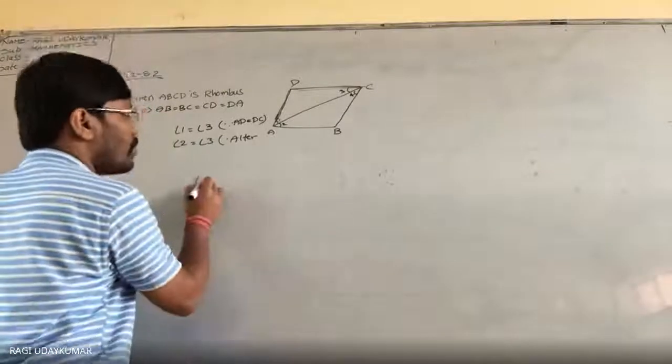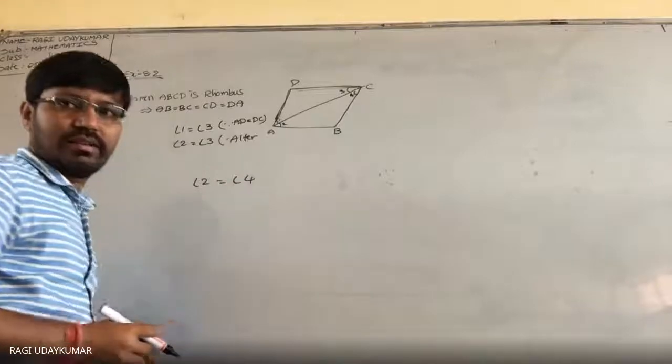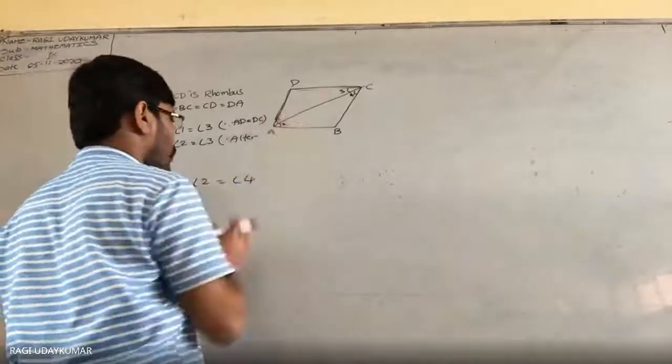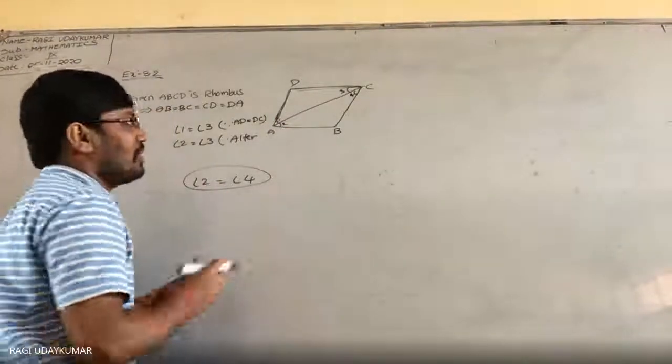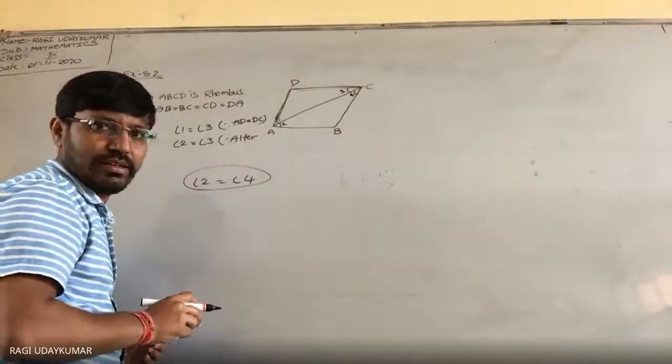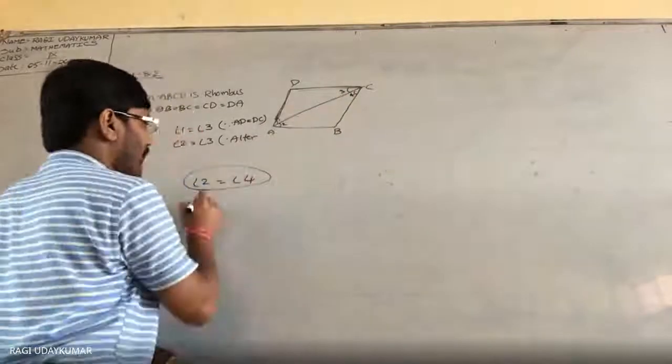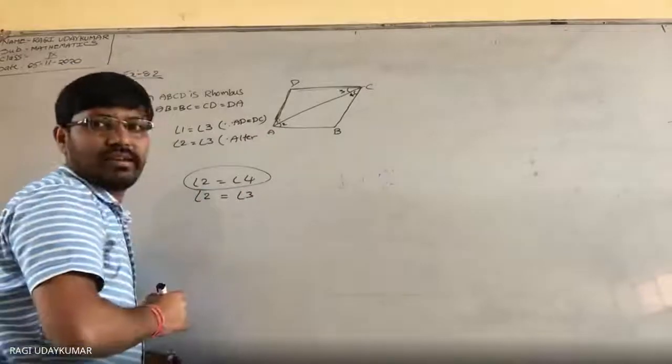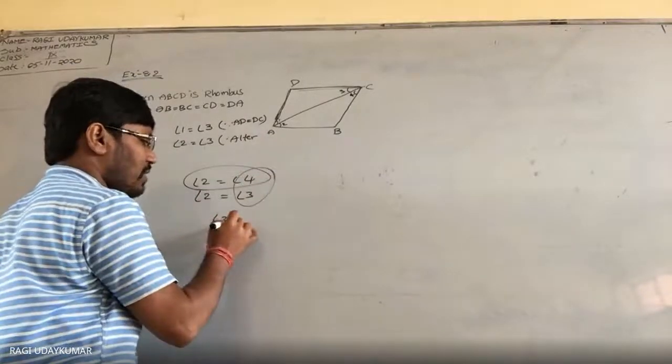In the same way, angle 2 is equal to angle 4, that is to be written. We have to prove 2 equal to 4. Angle 2 equal to angle 4, and angle 2 equal to angle 3. So these two are equal: angle 3 equal to angle 4.